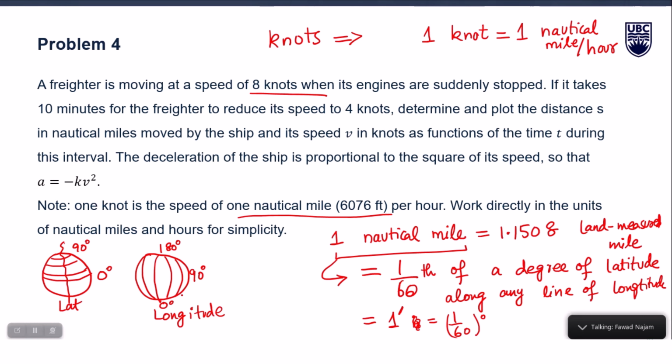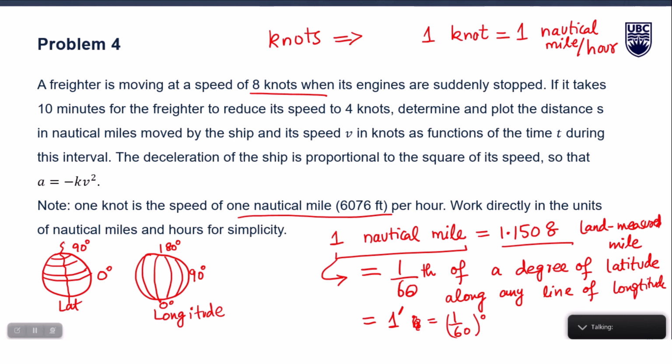So for example, you move from equator towards North Pole by a difference of 1/60th of a degree of latitude, that distance will be 1 nautical mile. And since that distance will be like a curved distance, slightly curved, it will be different from the regular mile which we use on land, right? So therefore, it has a conversion of 1.1508 land measured miles, right?